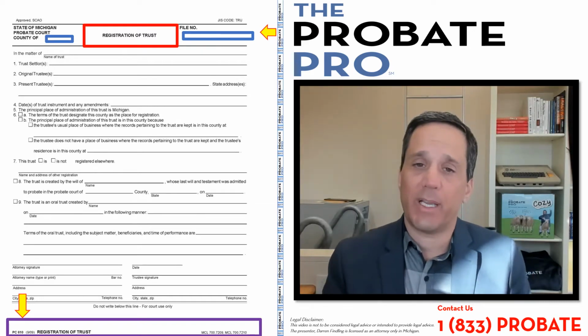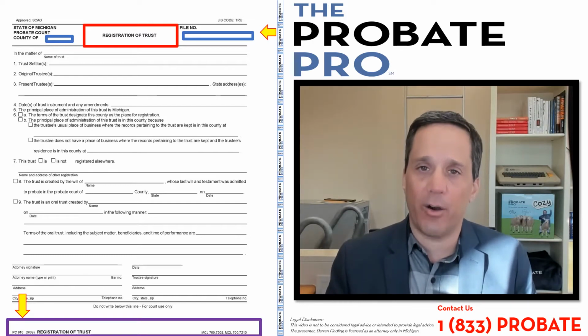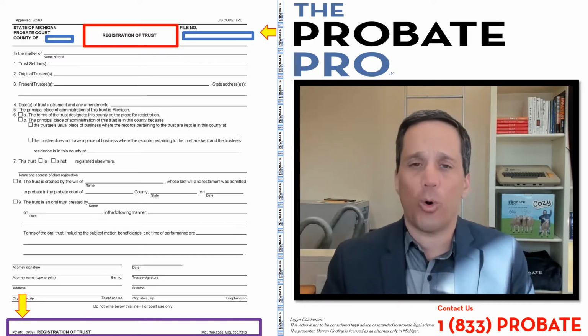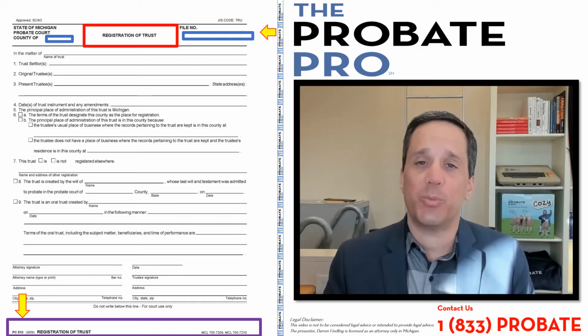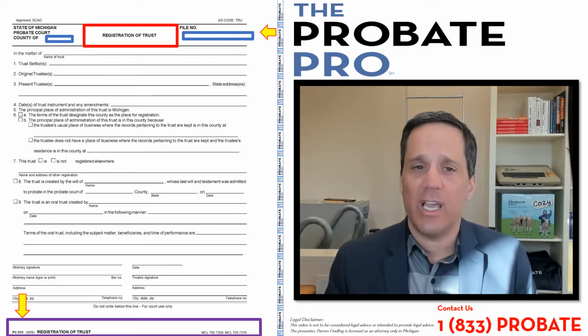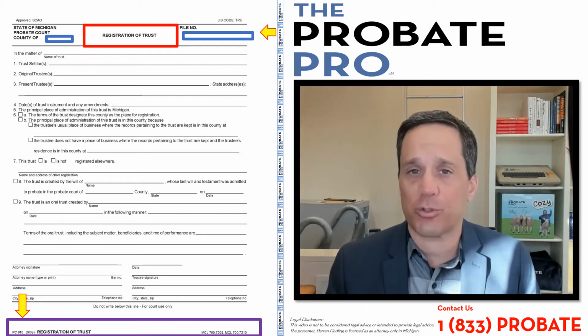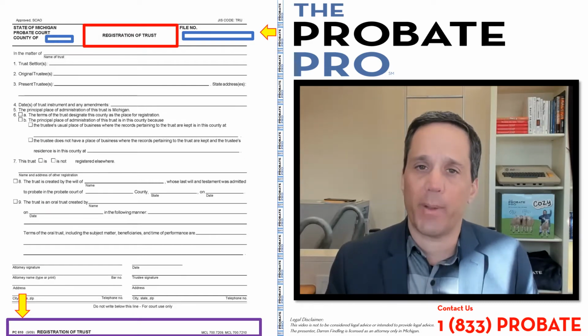There are times because for purposes of a dispute among the parties, maybe the trustee is breaching their duties, or there's a dispute about the interpretation of the trust, or maybe a dispute between the trust beneficiaries. These would be reasons that you may want to involve the probate court, and the court needs jurisdiction over the trust. And this is a process to register the trust with the probate court.